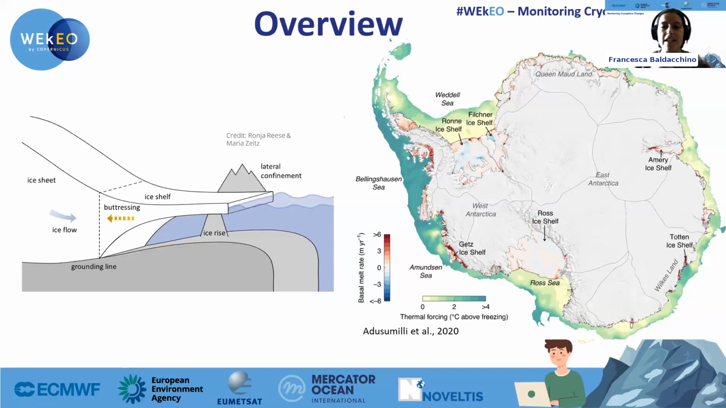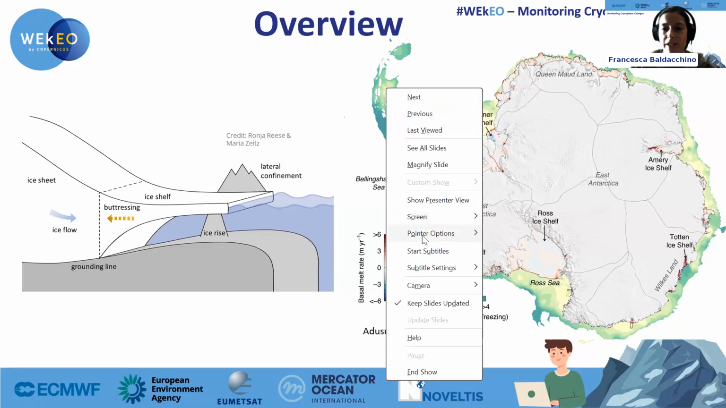So currently, the Antarctic ice sheet holds 91% of the global ice and is therefore the largest potential contributor to global sea level rise. The largest mass losses of the Antarctic ice sheet are driven by basal melting.